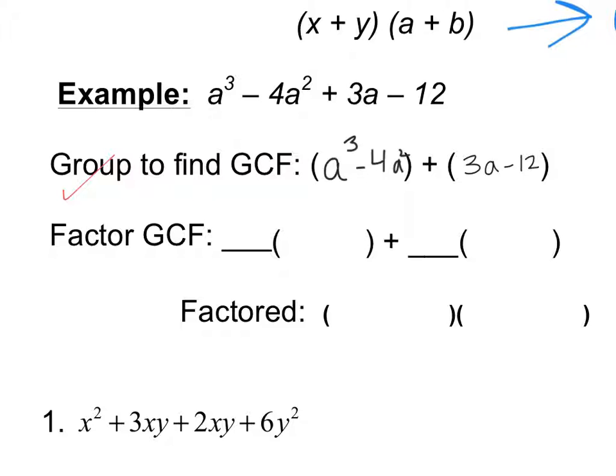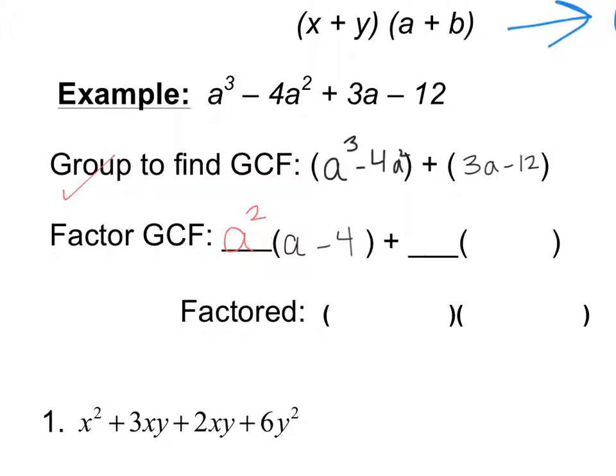Now the second step is to look at the terms inside the parentheses. Is there anything in common? Now this has an A to the power 3, this has an A to the power 2. So remember what we said, we always factor the variable having the least power, which is A squared in this case. If I factor A squared out of A cubed, then I will only have an A left. If I factor A squared out of the negative 4A squared, that will give me a negative 4. So I factored the GCF out.